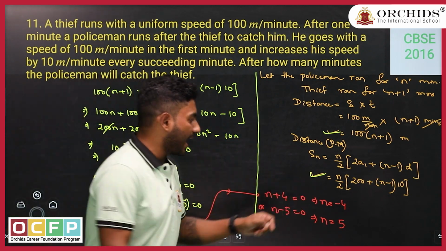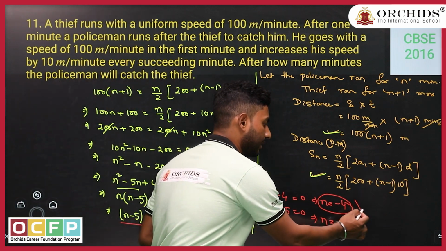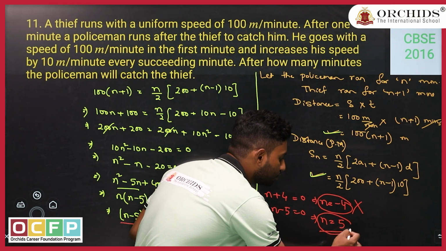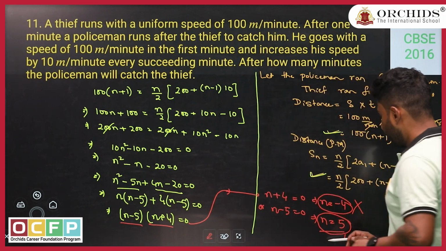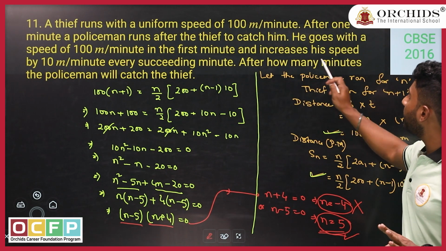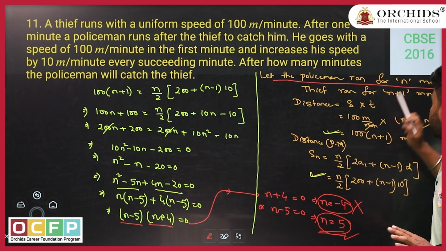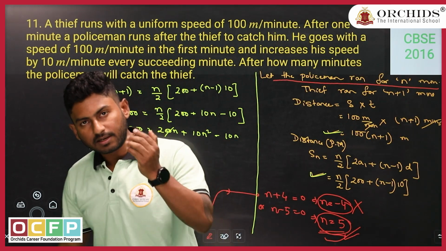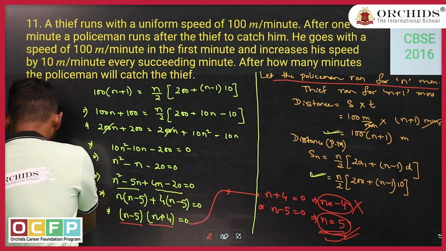Now tell me, can time be negative? Time can't be negative. So I can cancel out this particular answer. I have the next answer with me, that is n is equal to 5. So that means the police will catch hold of the thief within 5 minutes. So here we were asked, after how many minutes will the policeman catch the thief? Let the policeman run for n minutes. So what is n? n is 5. So the policeman will catch the thief in 5 minutes. I hope you have understood this beautiful question. Let us move on to our next.